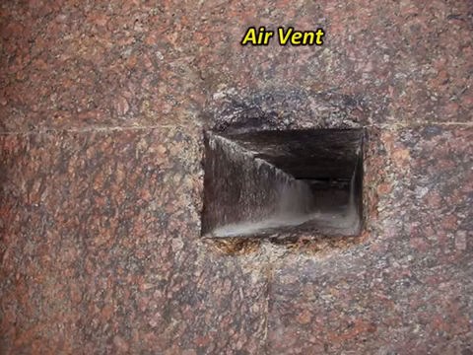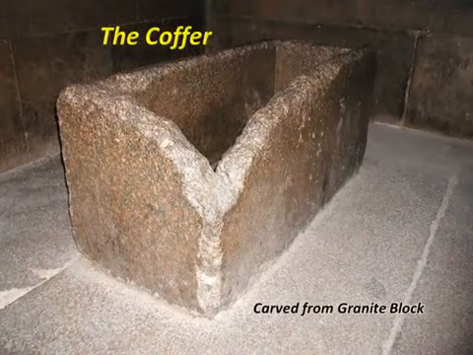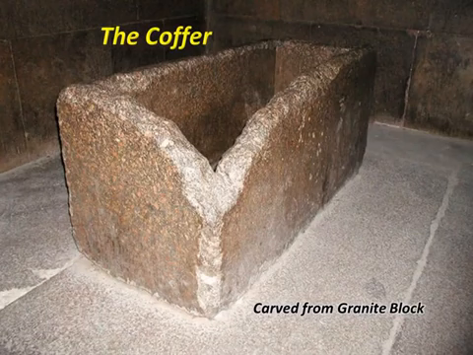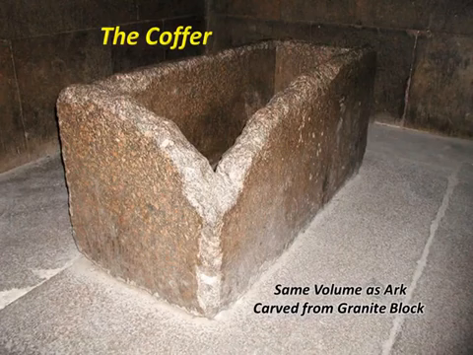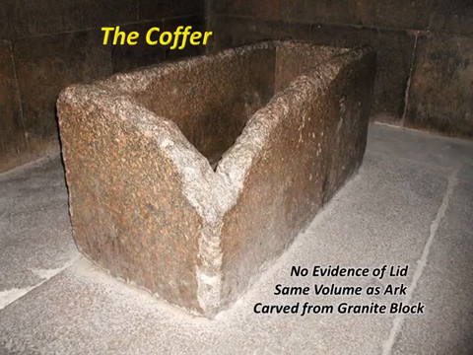So here's a close-up looking at the air vent. And it gives you a real nice view of the red granite. And this really shows that this was not a death chamber, but a chamber of life. Here is the coffer. And one of the impressive things about the coffer is it is carved from a solid block of granite. It is about the same volume interior as the Ark of the Covenant. And there's no evidence that it had a lid. There's no mention of a lid anywhere. And the coffer had to be built in place. It was too large to go in place after the tomb was built. So it had to be part of the construction. It wouldn't fit through the passages.